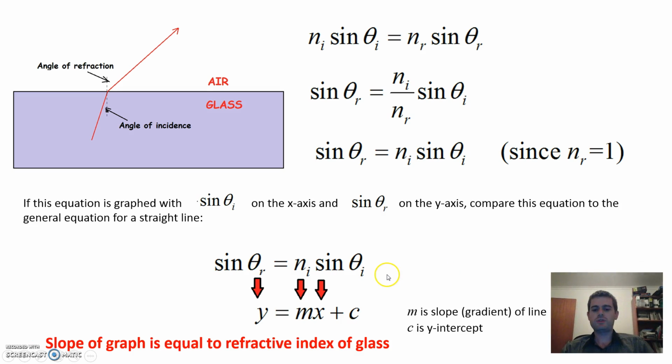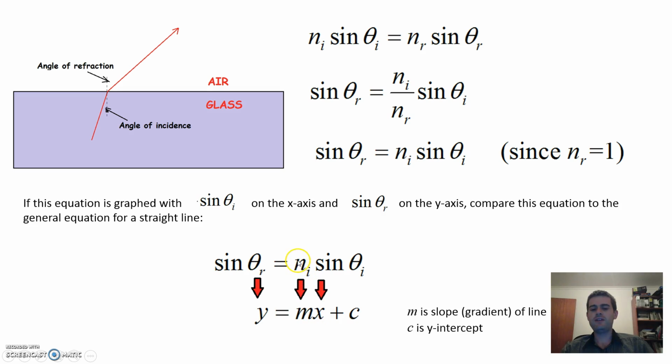Now, let's go back one, getting ahead of ourselves here. If sine of theta r goes on the y-axis, then that becomes our y. And if sine of theta i goes on the x-axis, then that becomes our x variable. And if we then do the comparison between this equation and this equation, then you can see in that case that ni must be equal to m, which is the slope of a straight line.